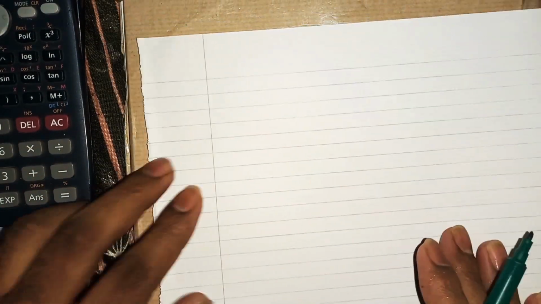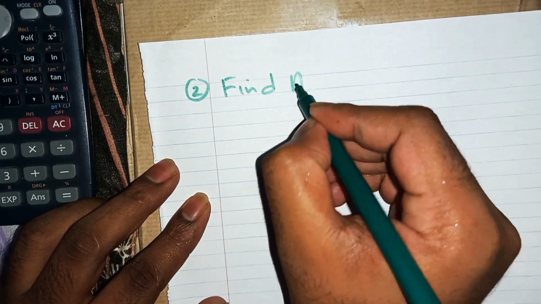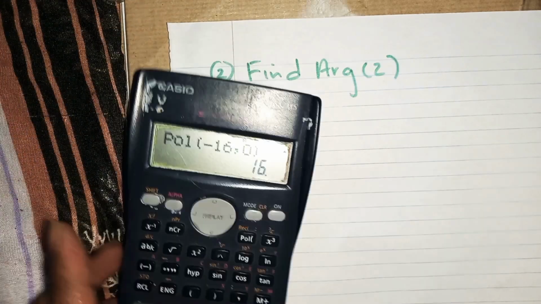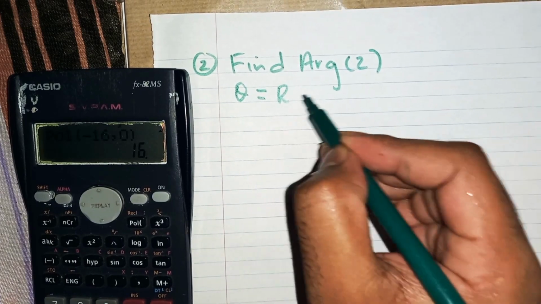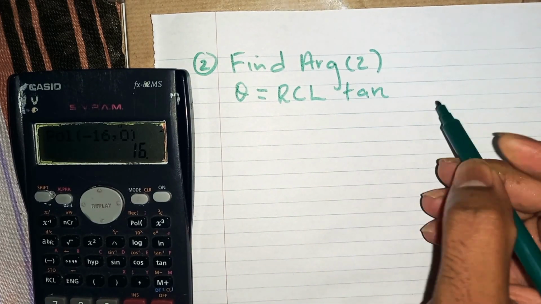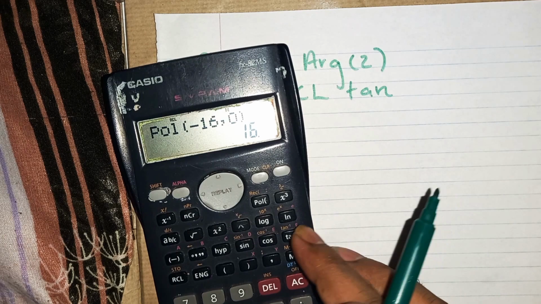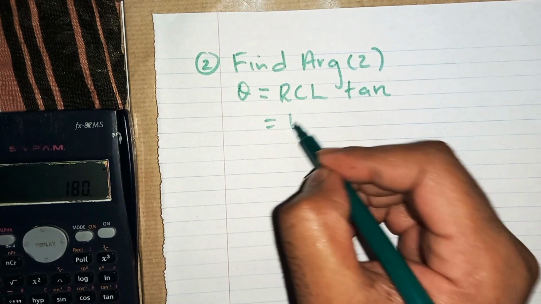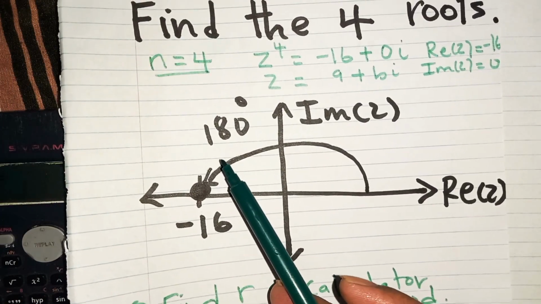To find the argument, number 2, find the argument of z. We also use the calculator method. We said if we do RCL tangent, we get the value of theta. So to that result, if we press RCL tangent, we get the value of theta, right? And the value of theta is 180 degrees. Now this is our argument of z, and from the diagram here we have seen that it comes to 180.